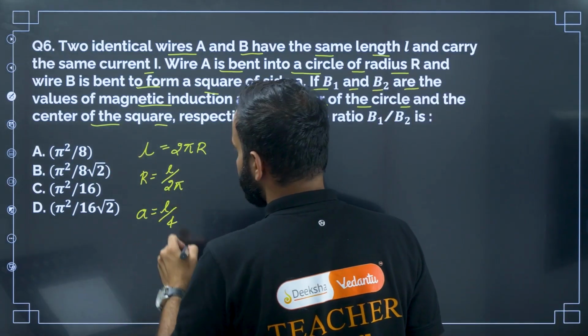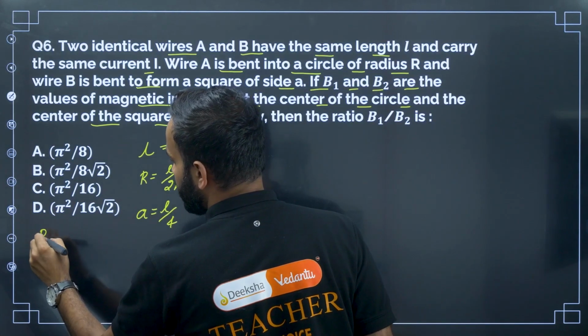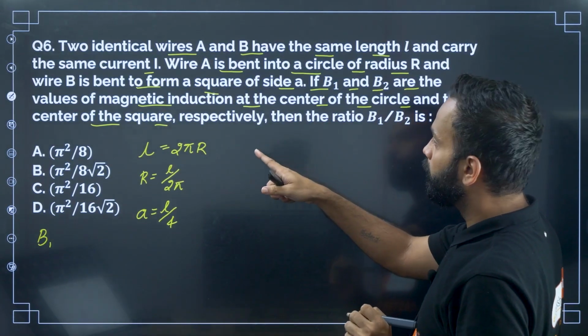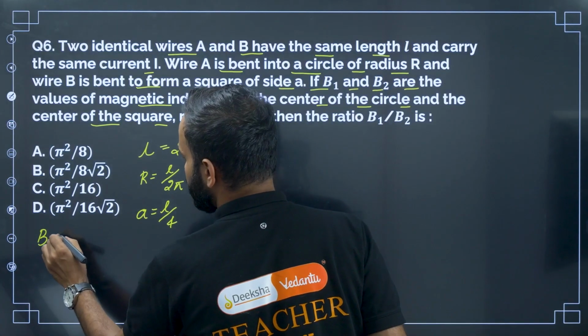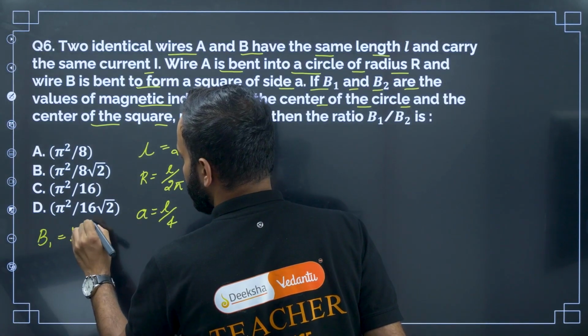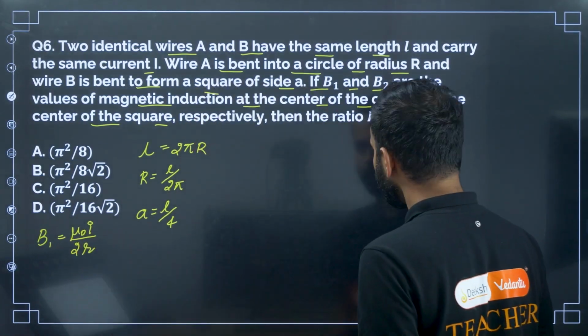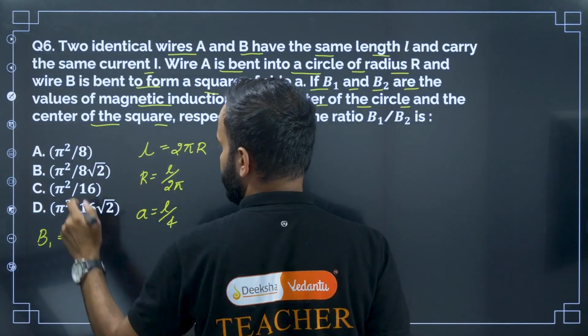So what is the magnetic field due to the circular coil at its center? This is B1. So B1 equals mu naught I divided by 2R, where R is capital.